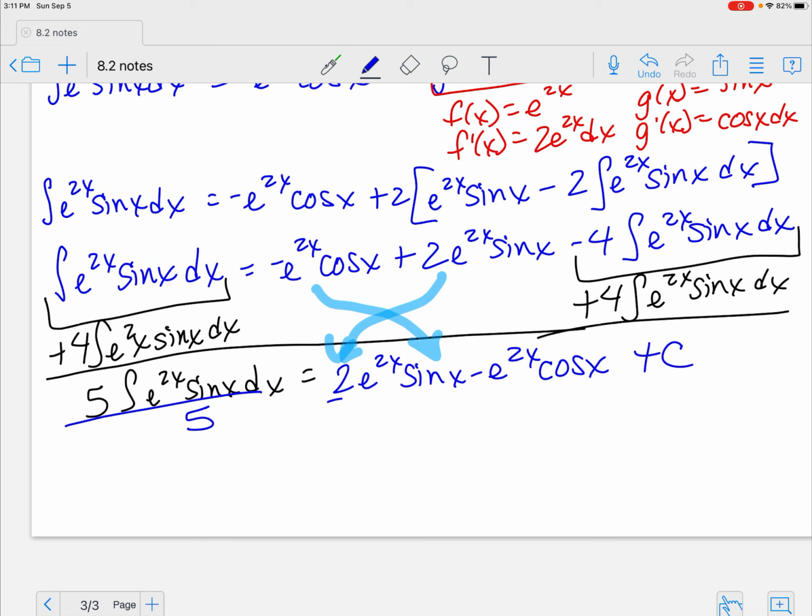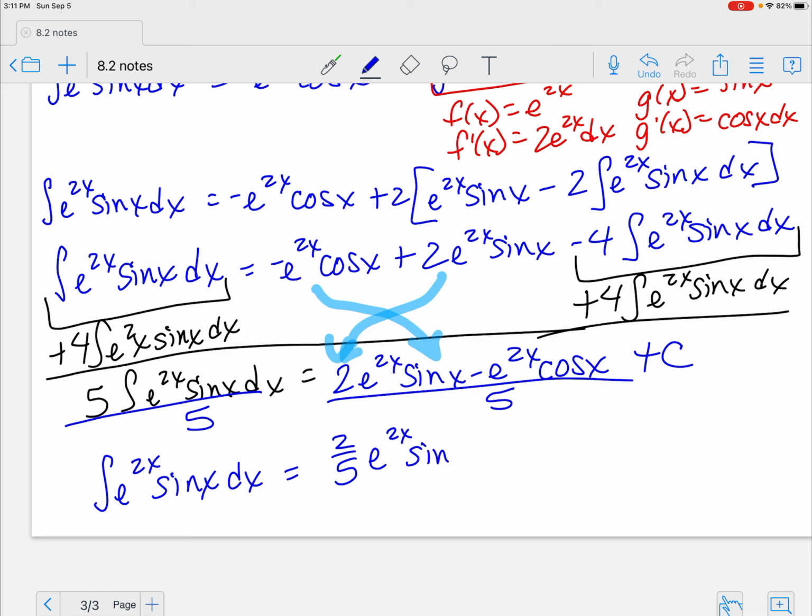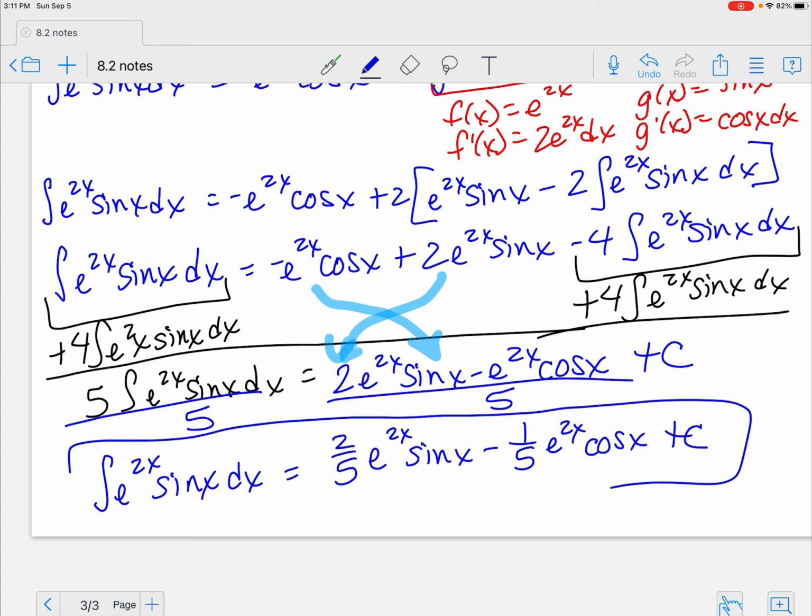Now I'm going to divide both sides by 5. Just leave it as a fraction because it doesn't hurt a doggone thing. My integral here of e to the 2x sine of x dx actually equals 2/5 e to the 2x sine of x minus 1/5 e to the 2x cosine x plus c. I'm not going to worry about factoring out any fractions or any e to the 2x or any of that stuff. It's not going to make an impact. If you want to, you may, but you don't have to.